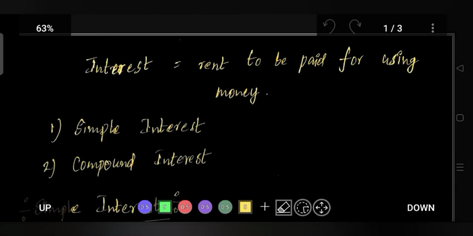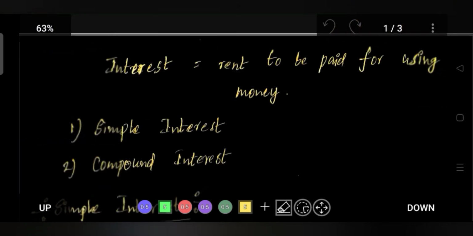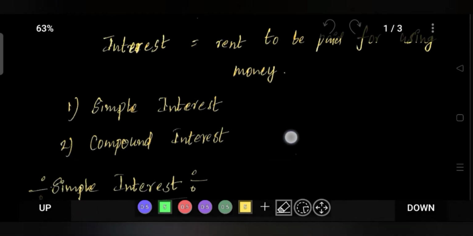Simply, we can understand that interest means the rent to be paid for using the money. So it can be done in two ways. One is the simple interest way and the other one is the compound interest way. So that rent can be paid in two ways.